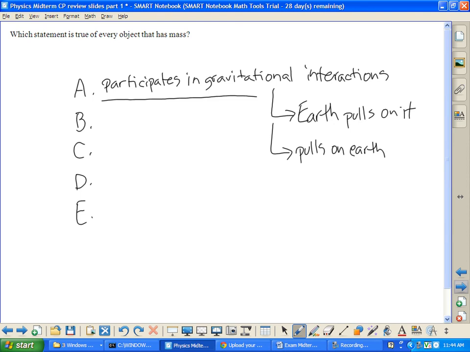Wait, I have a question. You're saying that anything that has a mass pulls on the Earth, right? So, what if there was a gigantic asteroid that had the same mass as the Earth? Well, that would be called a planet. So which one would fly? And it would not. Yep. Okay. All right.